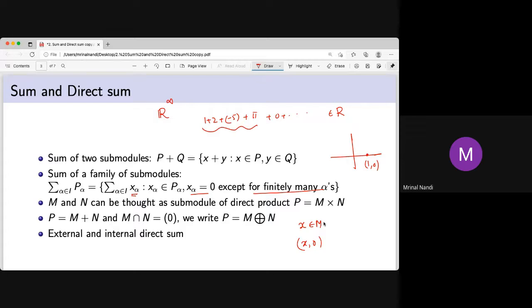The answer is obviously no, because they are said to be two different sets. (1, 0) is in R², R cross R, but 1 is in R. How can it be the same? But we can think of this as a canonical isomorphism. It's also called an embedding. We can think of (1, 0) as 1.